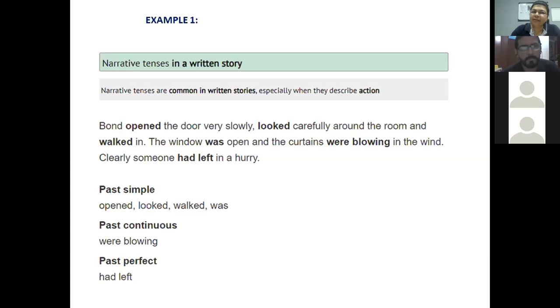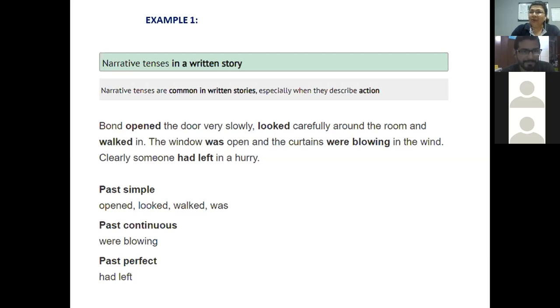Narrative tenses in a written story. Bon opened the door very slowly, looked carefully around the room and walked in. The window was open and the curtains were blowing in the wind. Clearly, someone had left in a hurry.